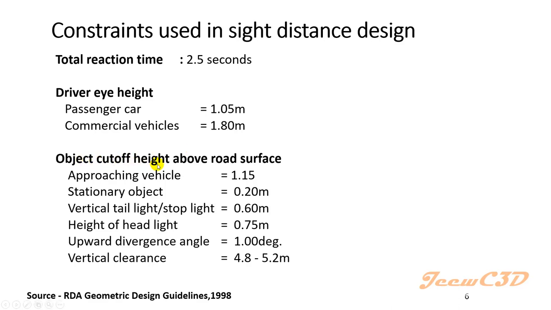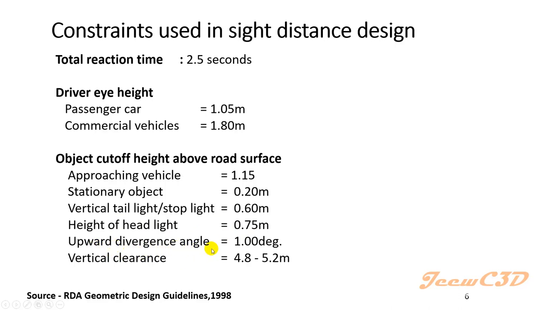Then the object cutoff height means the object or the vehicle on the other side of the road. It is not the driver, it is the other vehicle or the object. If it is an approaching vehicle from the other side, we select the height as 1.15 meters. If it is a stationary object, that means it is not moving, it is standing still at that location, we select the object height as 0.2 meters. The vertical tail light or stop light, I told you earlier, is taken as 0.6 meters. Then the height of the headlight is taken as 0.75 meters.